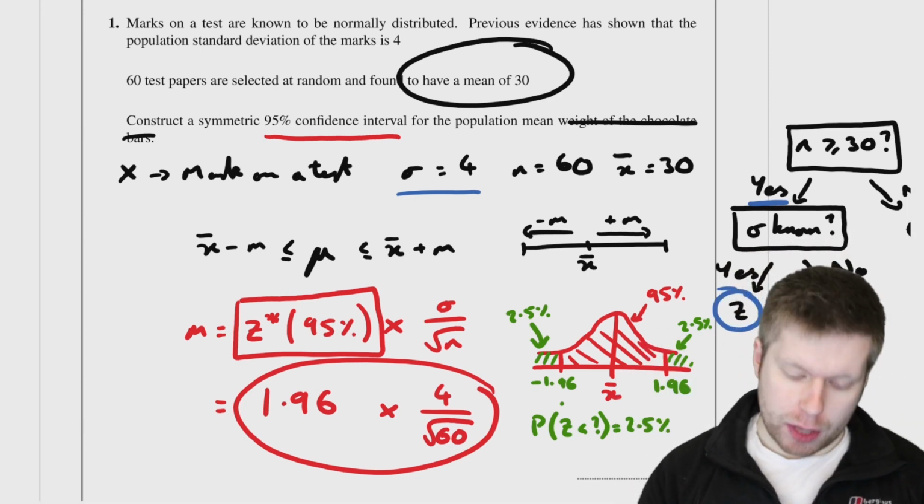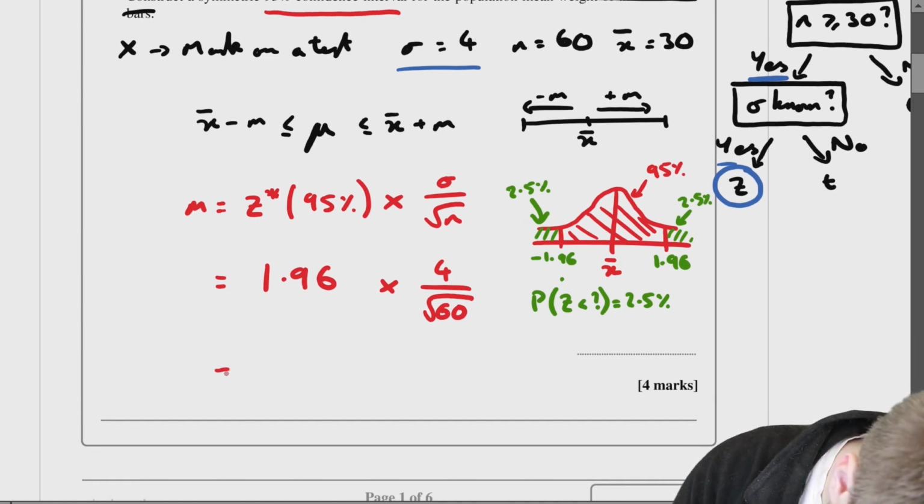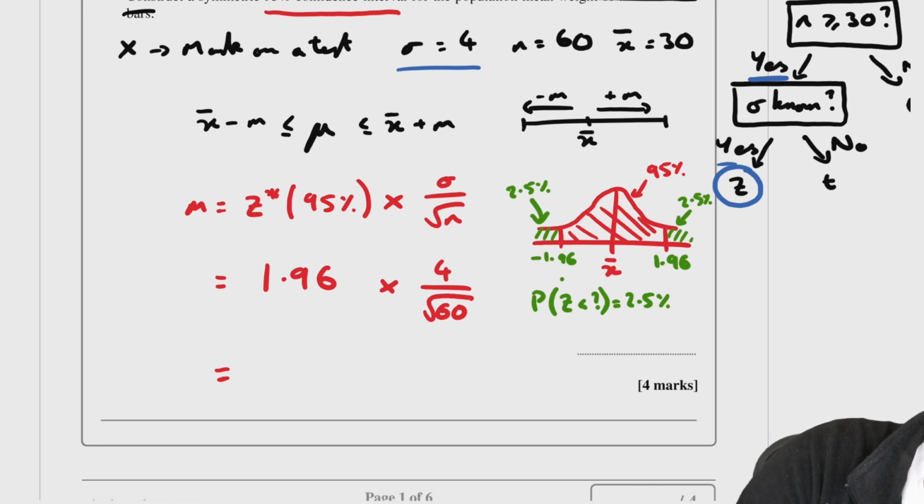To include my true population mean. So let's actually find the value of m then. If I stick 1.96 times 4 over the root of 60 in my calculator, 1.96 times 4 over the square root of 60.